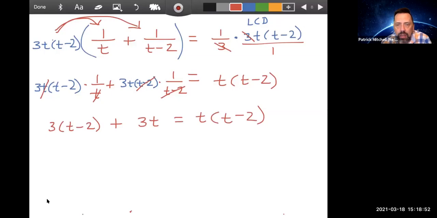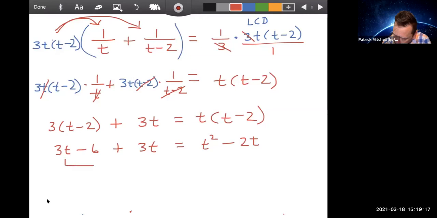All right, so that does look like a quadratic equation. I see where the t squared is going to come up on the right-hand side. If I distribute this 3, I get 3t minus 6. Here's my other 3t. And then when I distribute this t, I get t squared minus 2t. So it definitely is a quadratic equation. We need to put it in standard form.